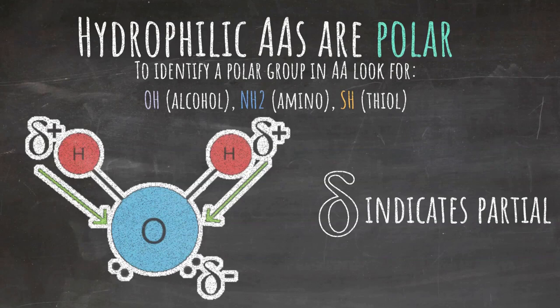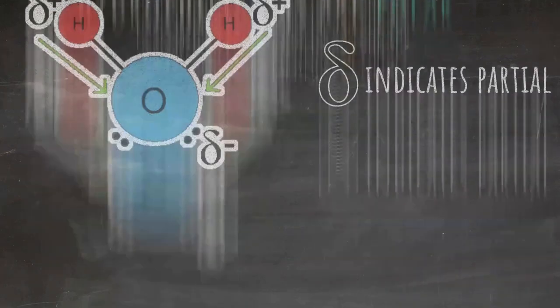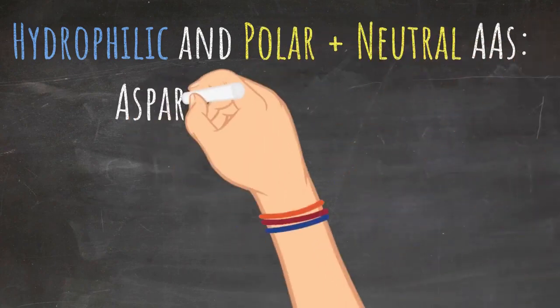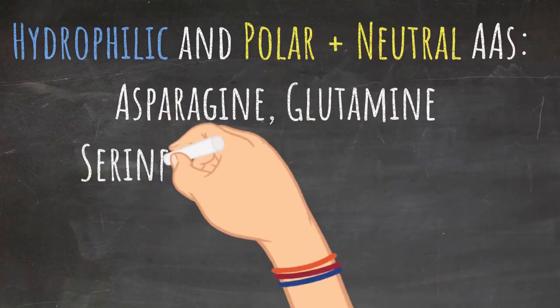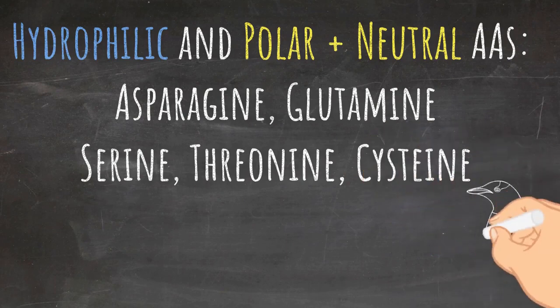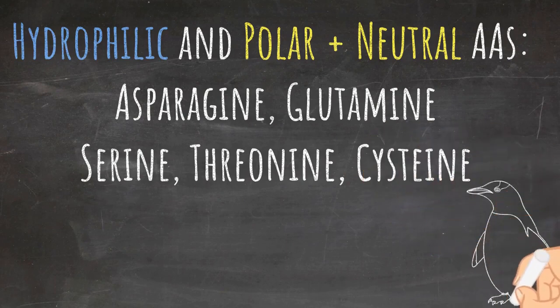For amino acids, in order to identify a polar group, it is easy to look for OH, alcohol, NH2, amino, or SH, thiol groups in these side chains. So the hydrophilic and polar or neutral amino acids include asparagine, glutamine, serine, threonine, and cysteine.